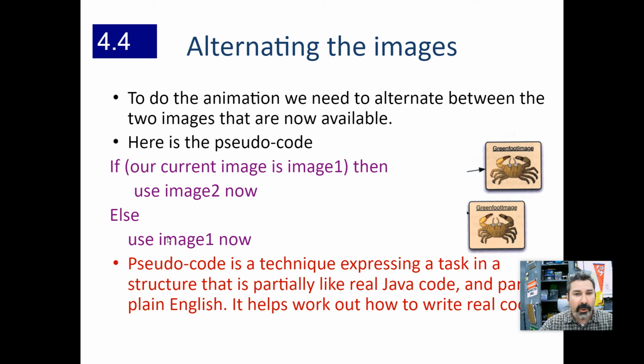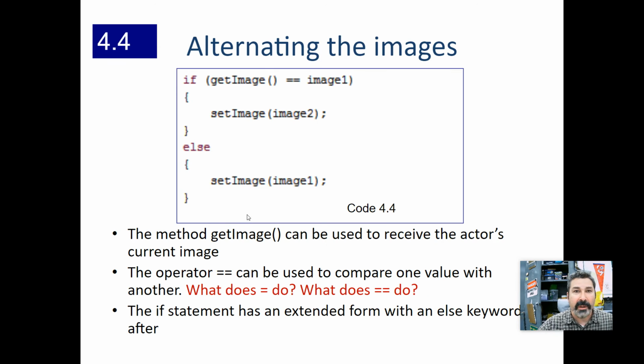Now, this pseudocode tells us two things that we need to do that we haven't done before. Number one is our current image is image 1. We don't know how to ask that. So we're going to have to find a method that will get our current image. And then we also have never done an if-else. We've done an if statement, but never an if-else statement. So this is a modified if statement. So here's the code that we're going to use. Don't type this code in yet because I haven't told you where to put it, and let's talk about it a little bit more.